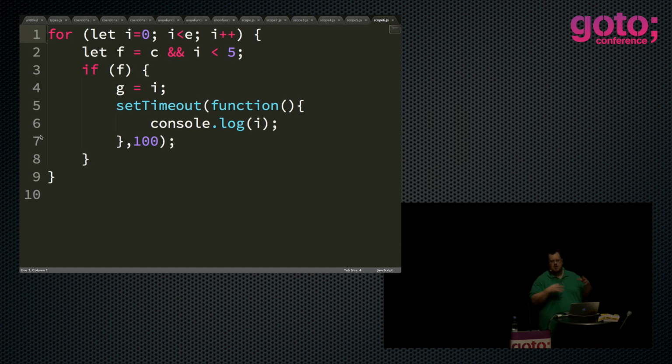With all those crappy IIFE hacks that we've all done for years, let scoping with for loops is actually a huge win. It solves a lot of those issues with closure. So I'm a big fan of block scoping. I think you should use it in your code. I think you should start using it now.